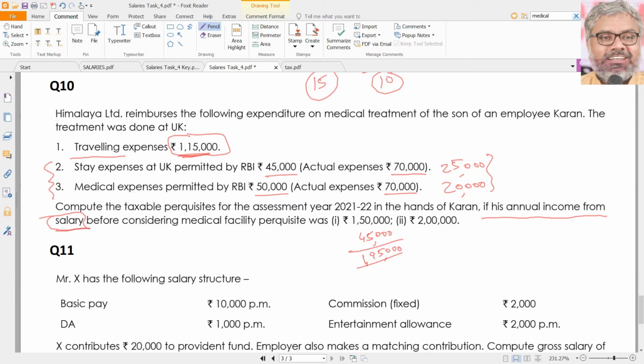But the provision says gross total income, not salary income. We don't know any details about other incomes, so we have to assume he has no other incomes. We have no option. So 1,95,000 in the first case; in the second case, if you add the same 45,000, 2,45,000 will be the gross total income of this person. So in the first case, this entire 1,15,000 will not be taxable. In the second case, it will be taxable. So that is the main point here.